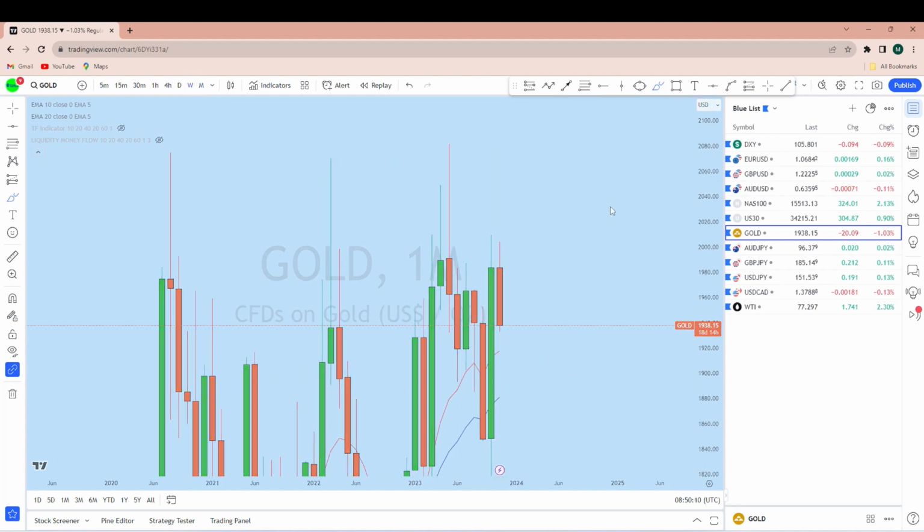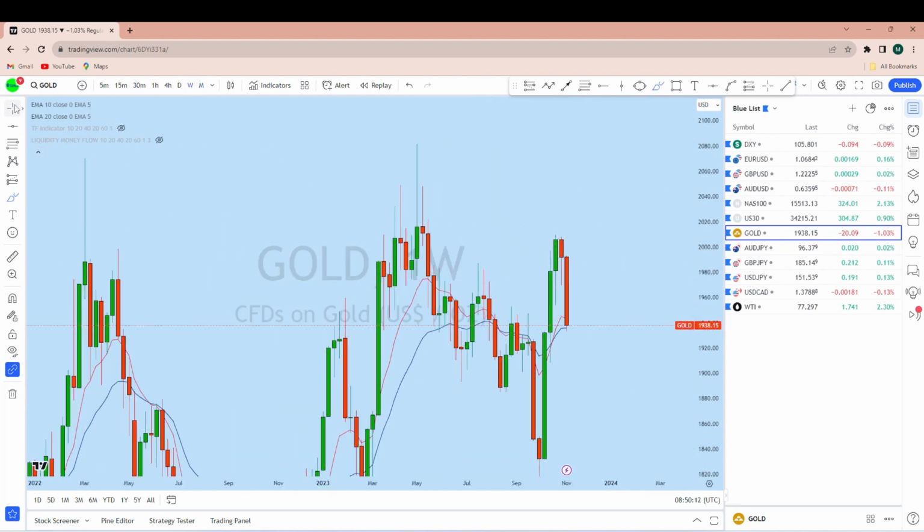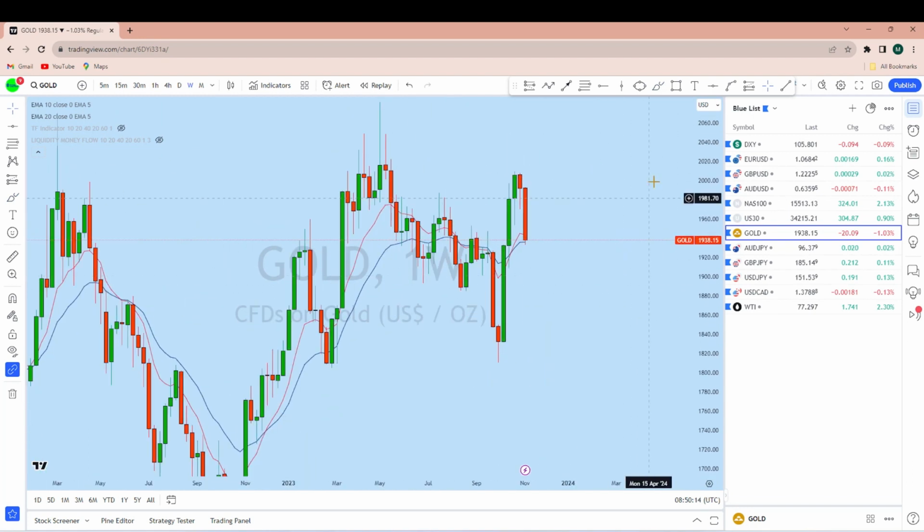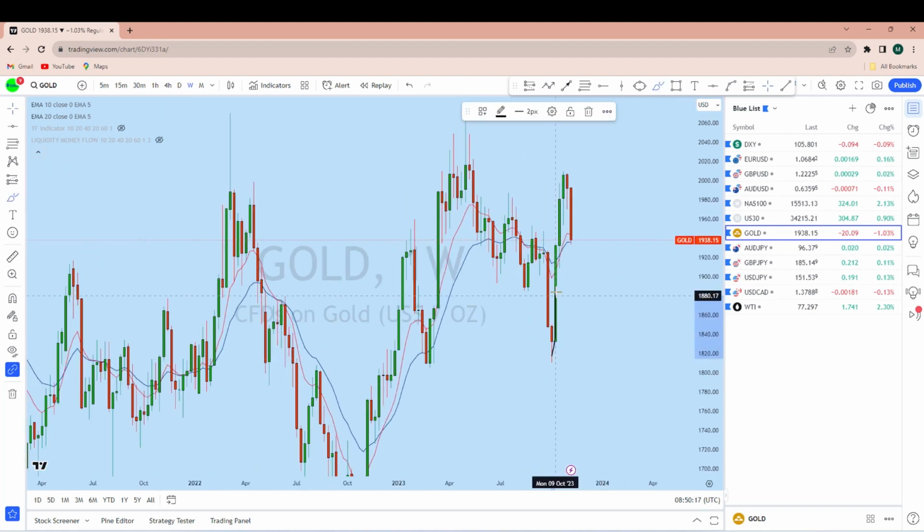Let's look at the weekly time frame to see how the price is evolving. Now from the weekly perspective, we see that there is a strong bullish impulse followed by a correction to this level.